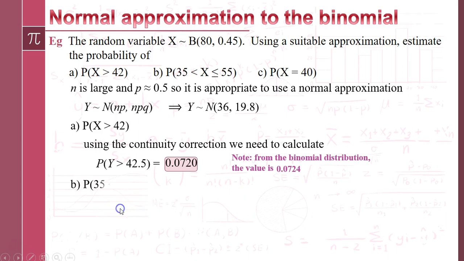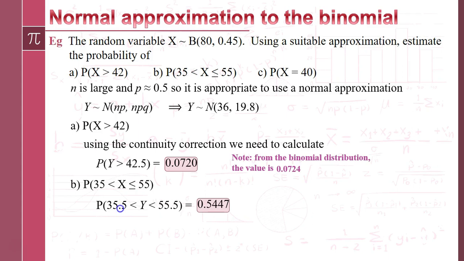Right, on we go. Next one, part B: the probability that x is greater than 35 or equal to or less than 55. So we need to apply our continuity correction and think about what values we're using for y. We're going to be using greater than 35.5 because 35 is not included, but 55 is, so we need to go less than 55.5. Bang the numbers into the calculator, and there you go, there's your answer.